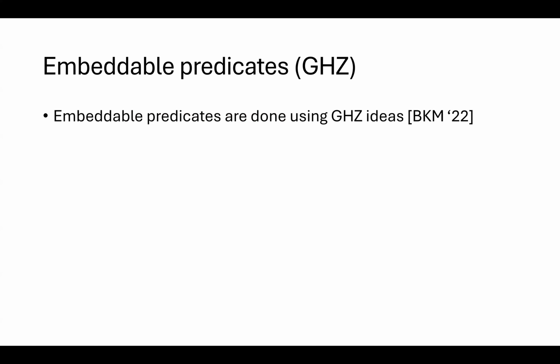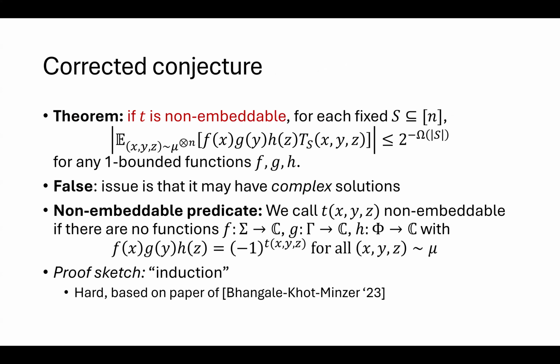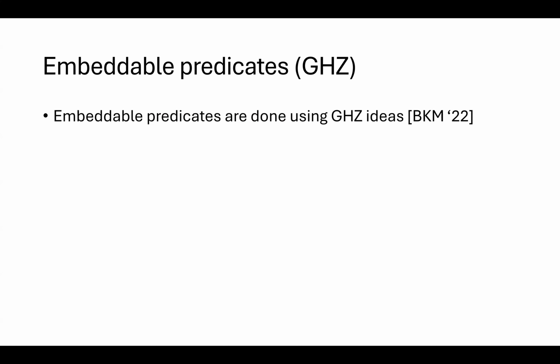Now let's consider the complement, the embeddable predicates. When this T function is not non-embeddable and it's embeddable, there exist f, g, h where f(x), g(y), h(z) is in fact (-1)^T(x,y,z). What do we do in this case? Well, we use ideas based on the GHZ proof.